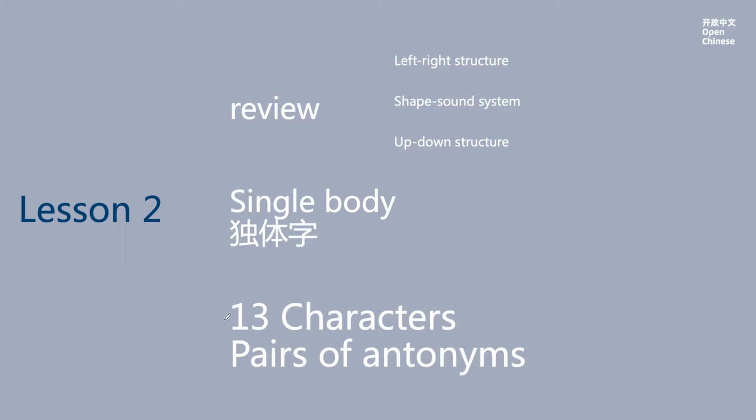In today's lesson, we're going to review what we have learned in Lesson 1. They are left and right structure, shift and sound system, up and down structure. And we're going to know what is single body character. They are the very fundamental compositions of modern day written Chinese. By doing so, we're going to get to know 13 new characters, and all of them are pairs of antonyms.